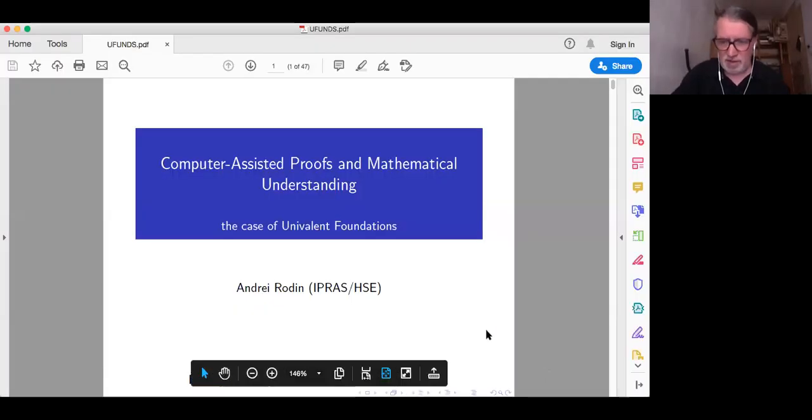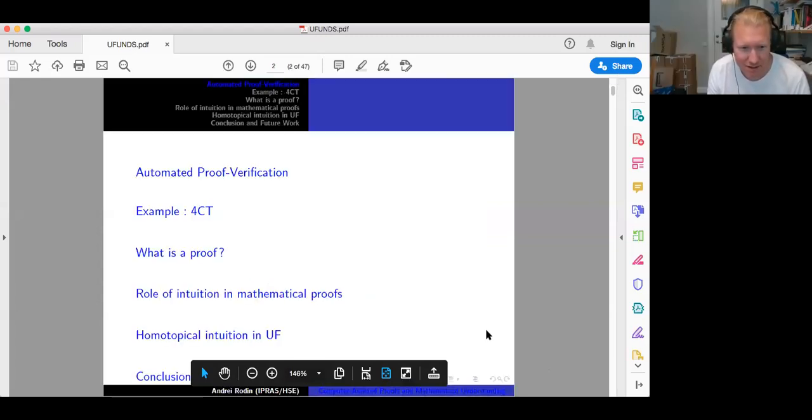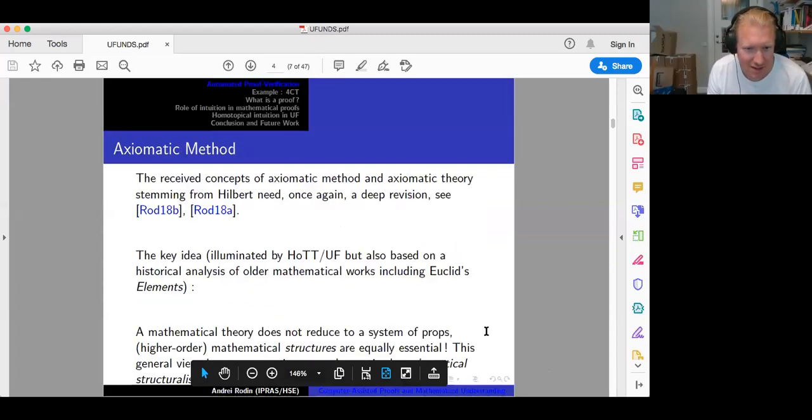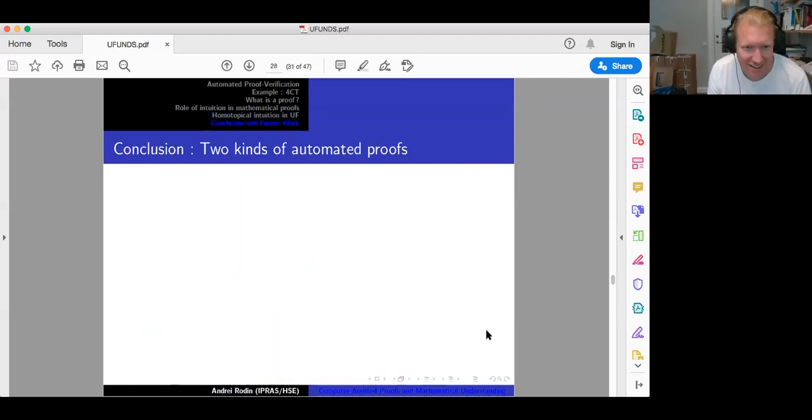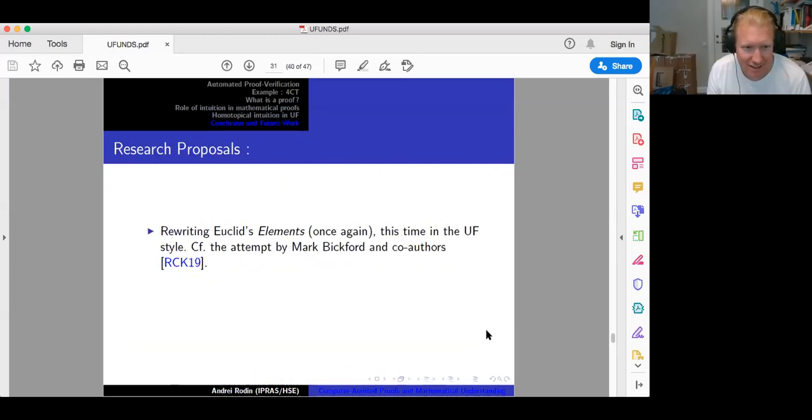To share the screen again? No? Yeah, very good. It's back. I hope that it's not my PDF that's cramped. It shouldn't be. No, it seems like it's working.